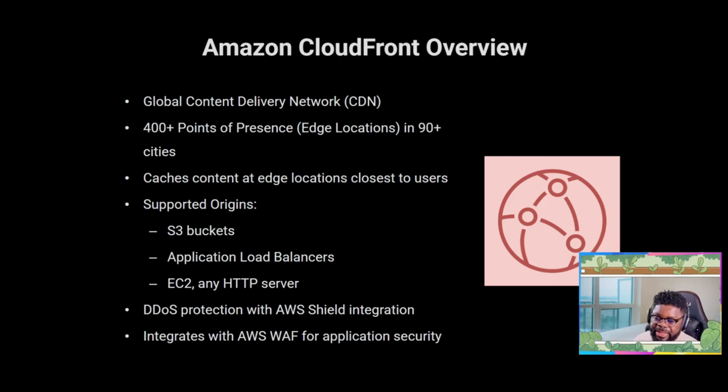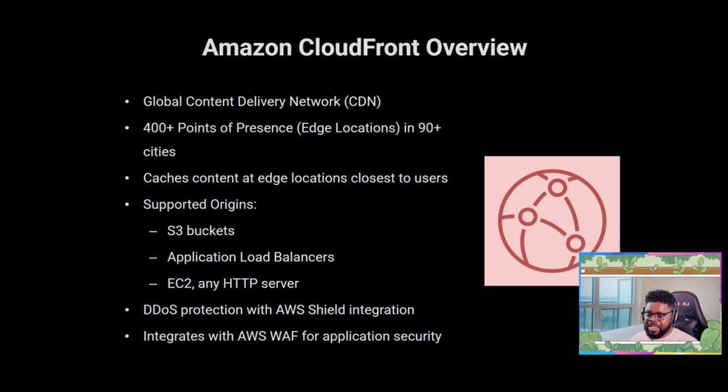The idea is really it's a global content delivery network. It has 400 plus points of presence in 90 plus cities. What it means is that these points of presence are really edge locations, right? So regardless of where your data is, there is an edge location closer to the user so the content can be served fast. That's just the idea.